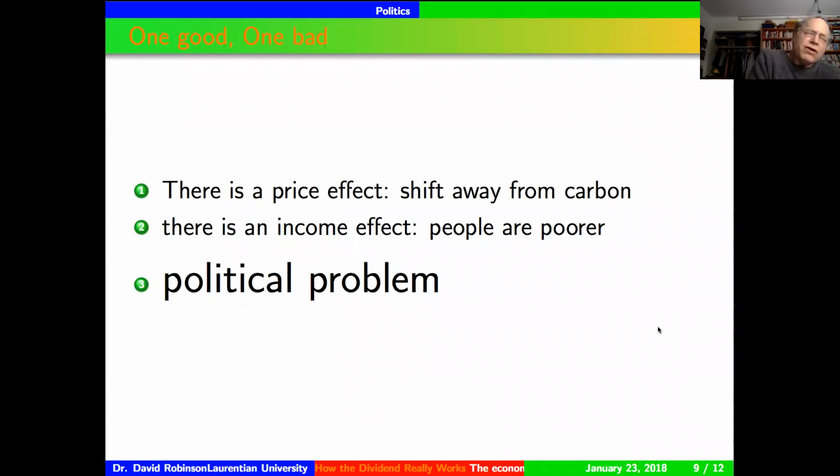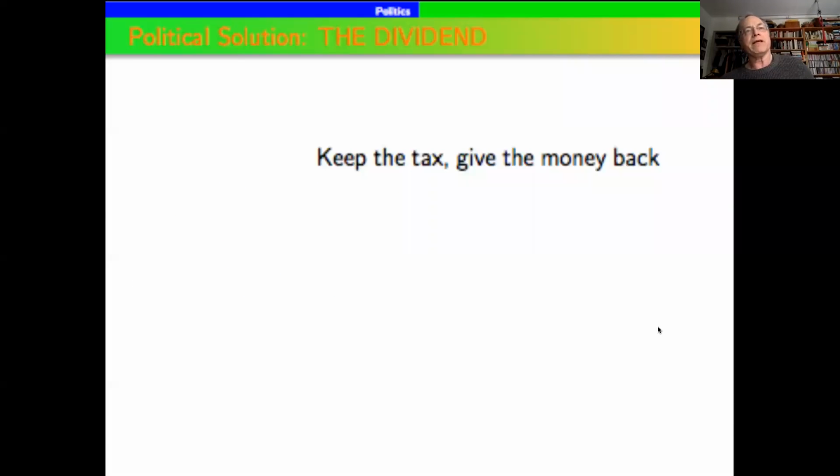Okay, you ought to see the mathematics we do to show income and price effects. It's really pretty awful. But the poorer part is what the problem is. If people feel poorer, then you've got a real political problem. And when anybody uses the word tax, people are afraid they're going to be poorer, and politicians start hiding under the bed. So we need to help them with that problem, understanding that this doesn't have to be a political problem. And of course, the solution is really easy.